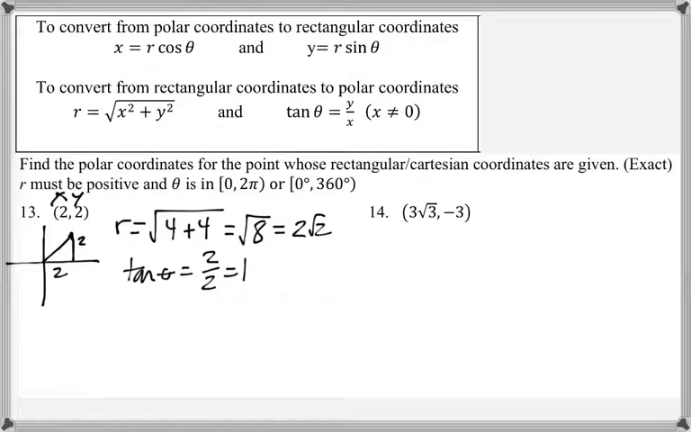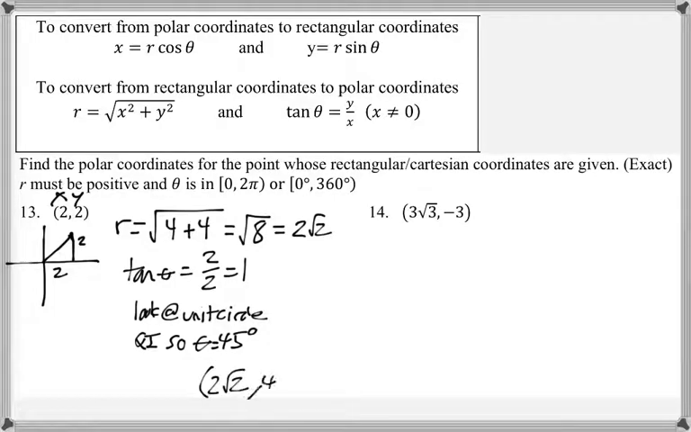So if we look at the unit circle, and if we look in quadrant 1, and I know I'm in quadrant 1 because if you look at the graph, we're in quadrant 1. So this happens at theta equal to 45 degrees. So my final answer would be 2 square root of 2 and then 45 degrees. So that's my radius and that's my theta.